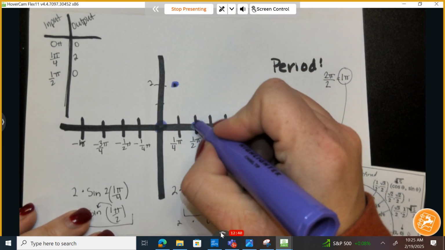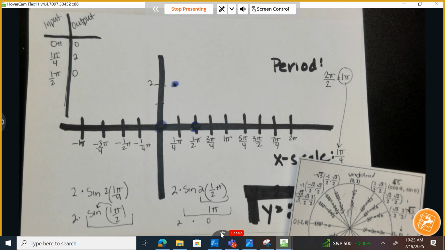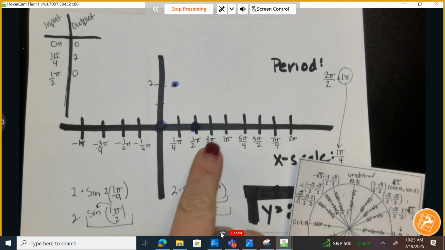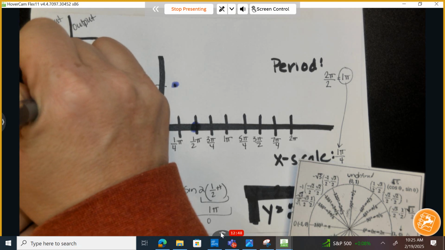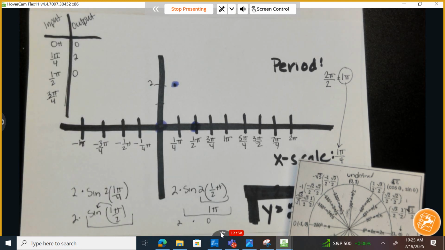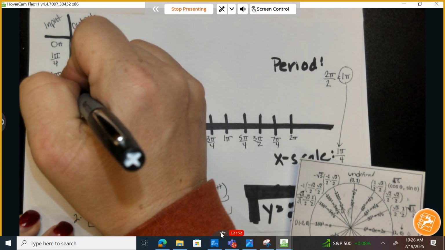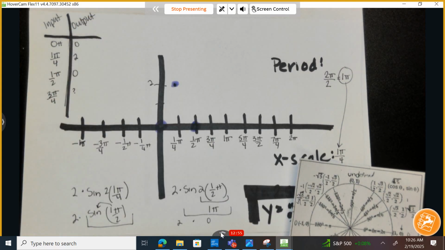Okay, with your partner, as I do it, I want you to do the same. I want your input value to be 3 pi over 4. This is tough stuff. 3 pi over 4. And I want to figure out what is the output value. Ready? Get set. Working with your partner. Begin. Talking. Go, go, go.